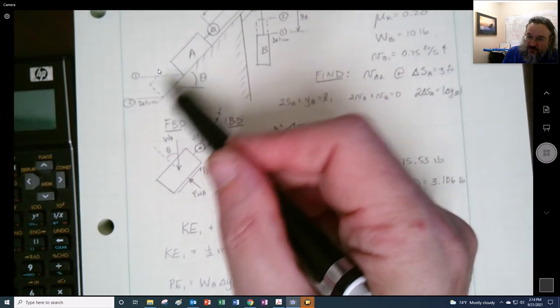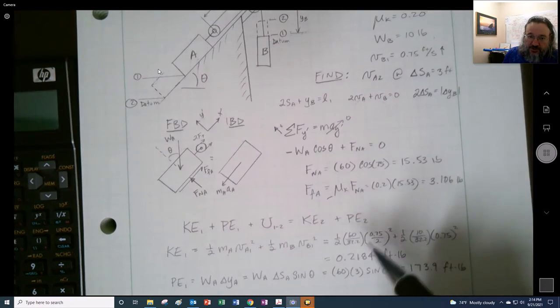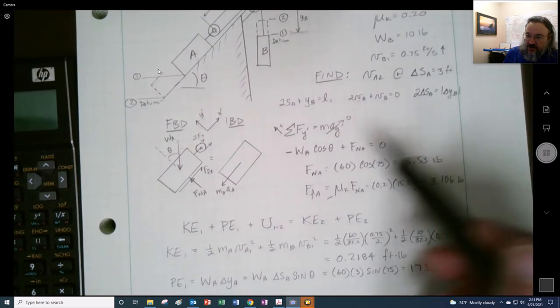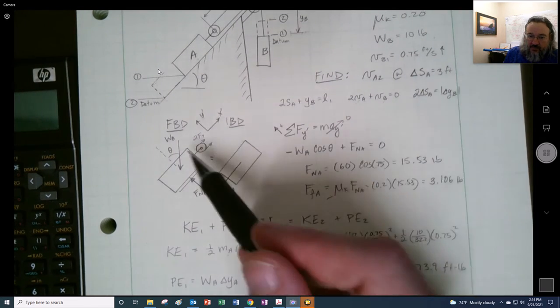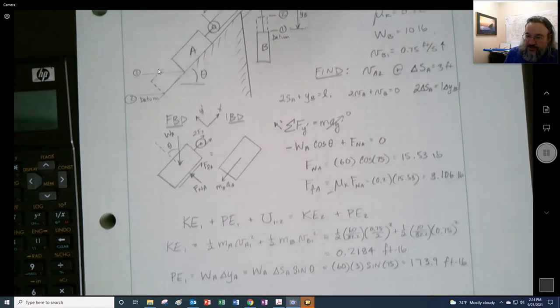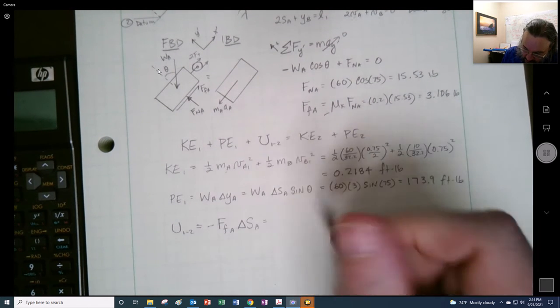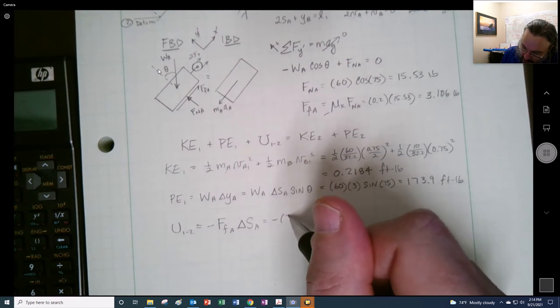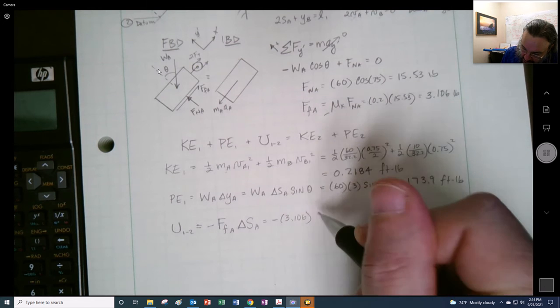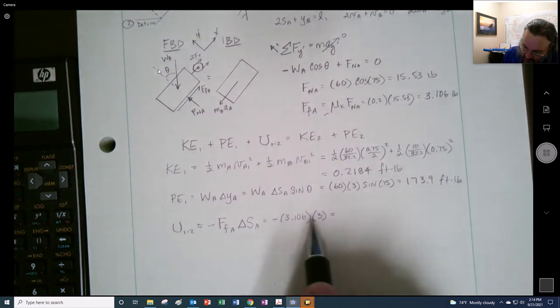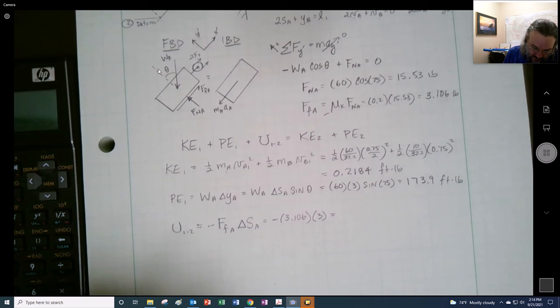It's only the portion of the force that's in line with the motion, but in this case they are in line with each other, the delta SA and the friction force, that force times the distance that it moves through. So we have a negative 3.106, and it's moved 3 feet. So that's force times distance right there, or 3.